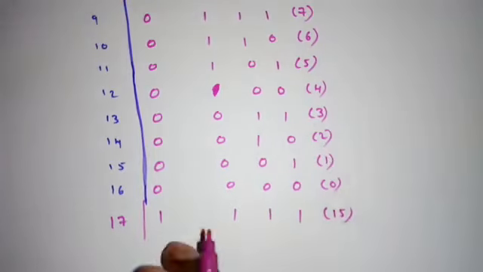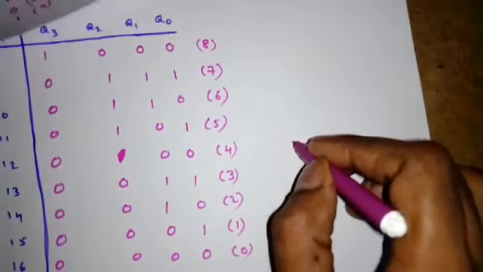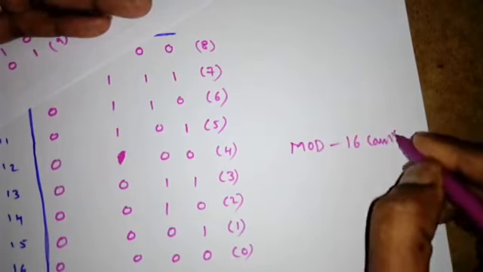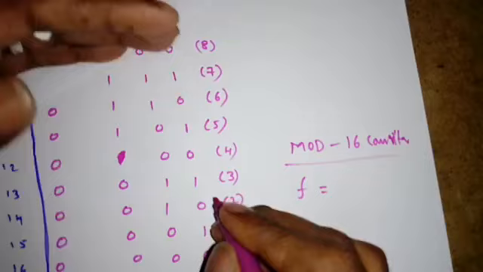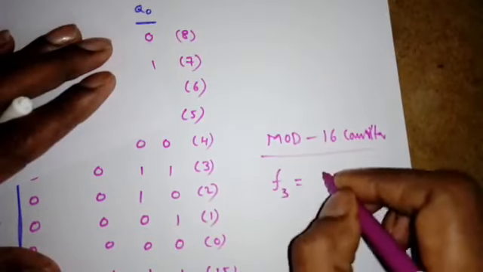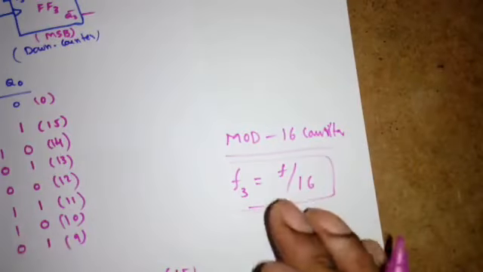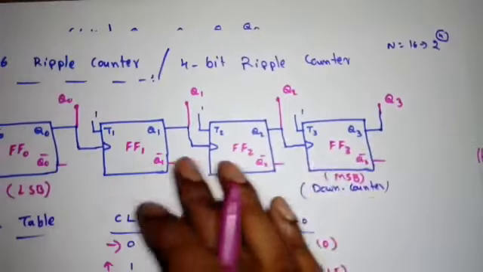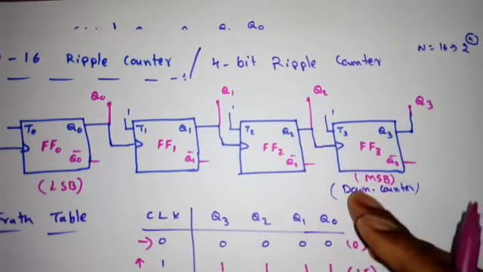Right? So how many states is it counting? 15 to 0 back. So total 16 count. So I can say this is mod 16 counter. Now can you tell what frequency division will happen? If I take output at Q3, I will get F3 will be F by 16. That is, after 16 clock pulses, the Q3 will change its state again. That's why it is a mod 16 counter, or we can say F by 16 frequency division will happen.